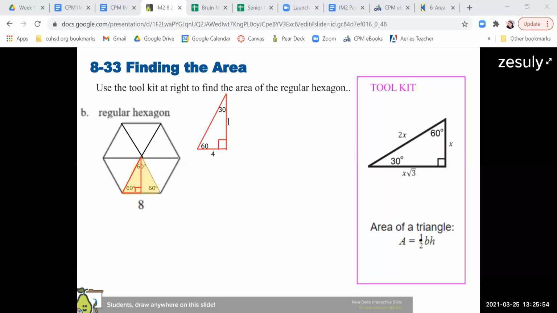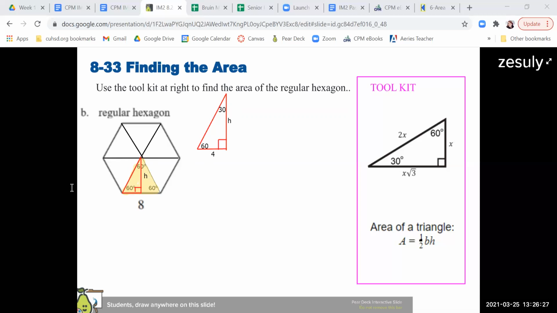What I'm trying to find is the height. The only way I can get the area of this yellow triangle is if I have the height, like 1/2 times 8 times the height. The base is 8, I don't know the height. So we have to find the height. We're going to use this half right triangle to help us find the height, and then go back and find the area of the yellow triangle.